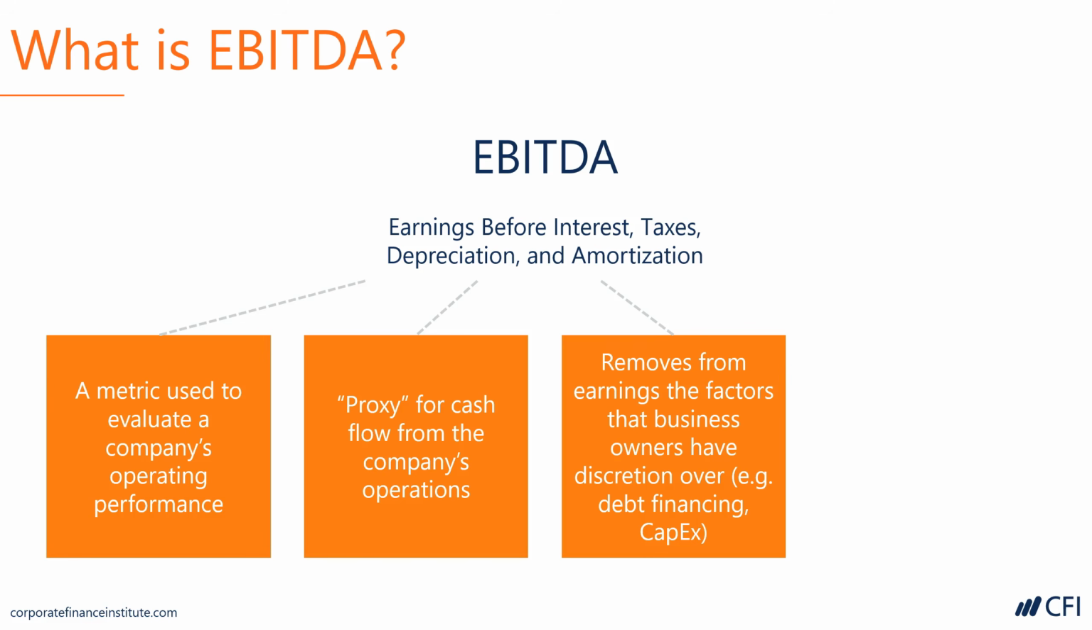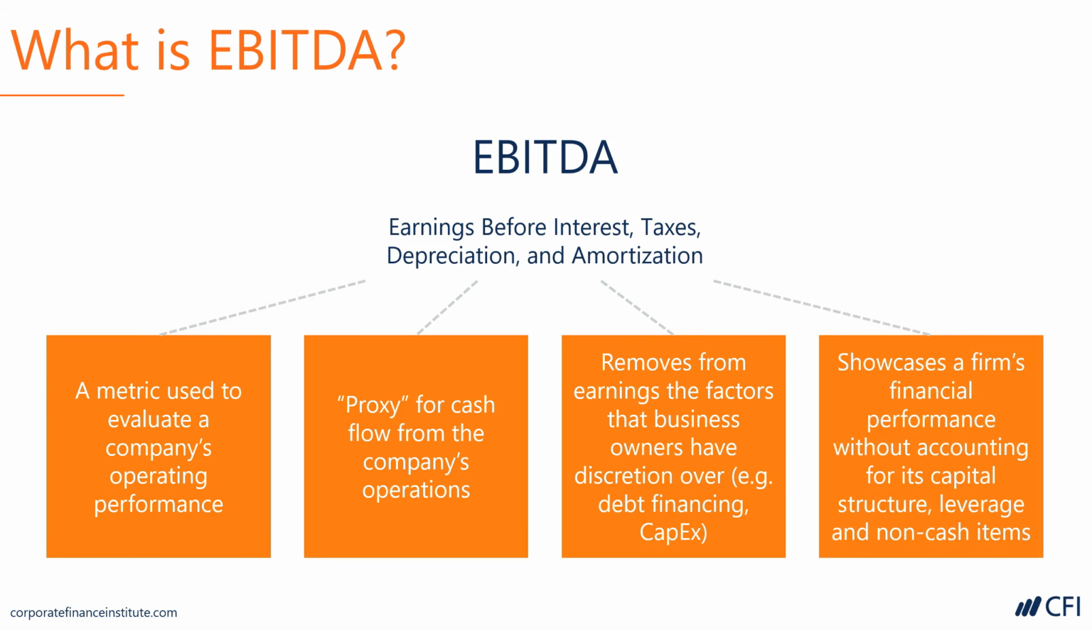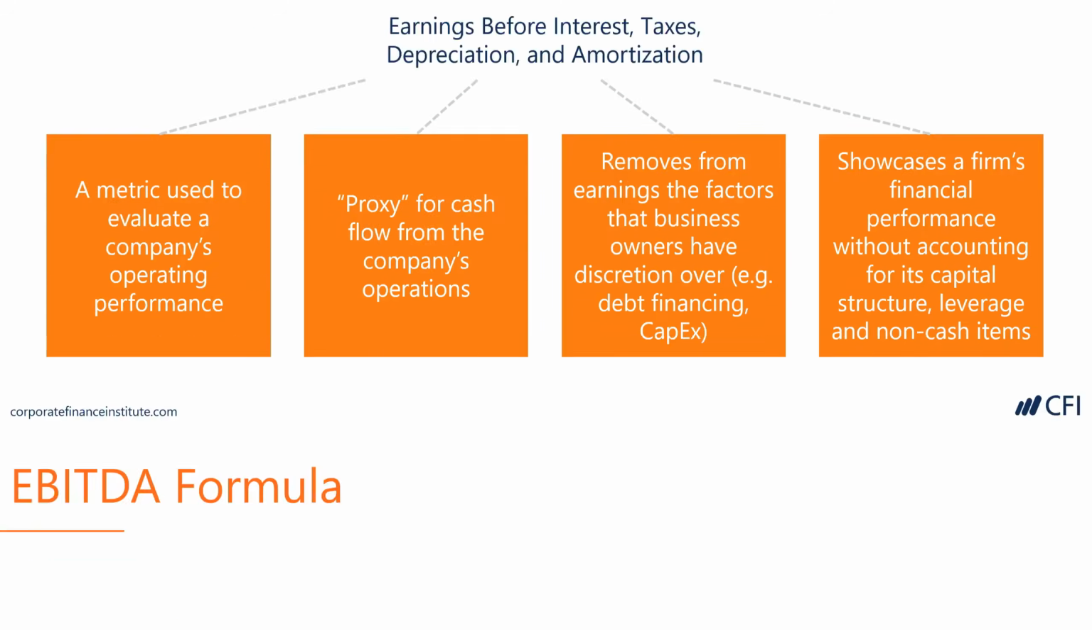It removes items from earnings that business managers have some discretion over, for example, debt financing and capital expenditures. It showcases a firm's financial performance without taking into account its capital structure or capital expenditure requirements.